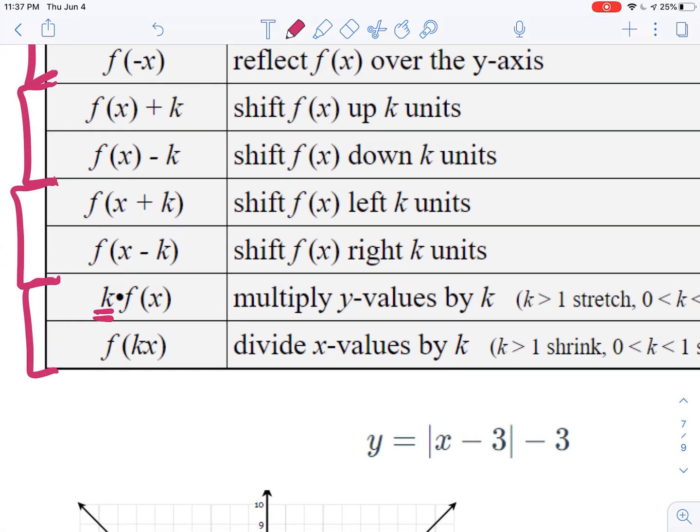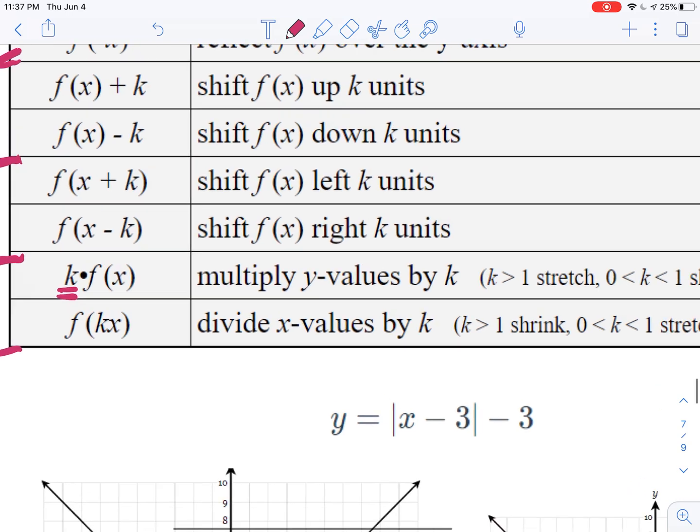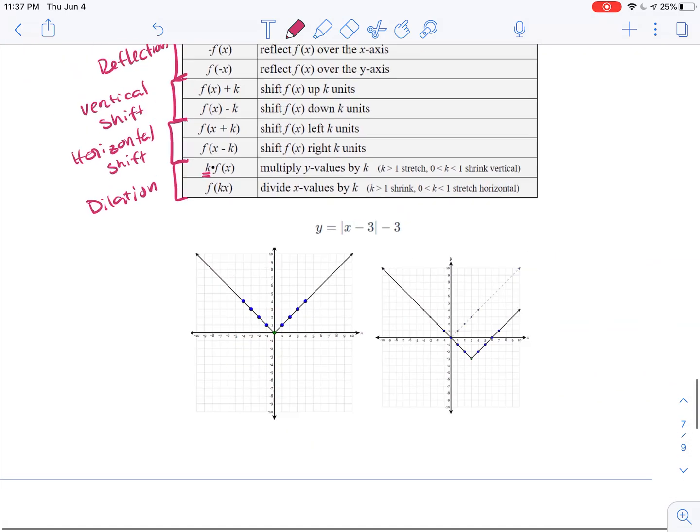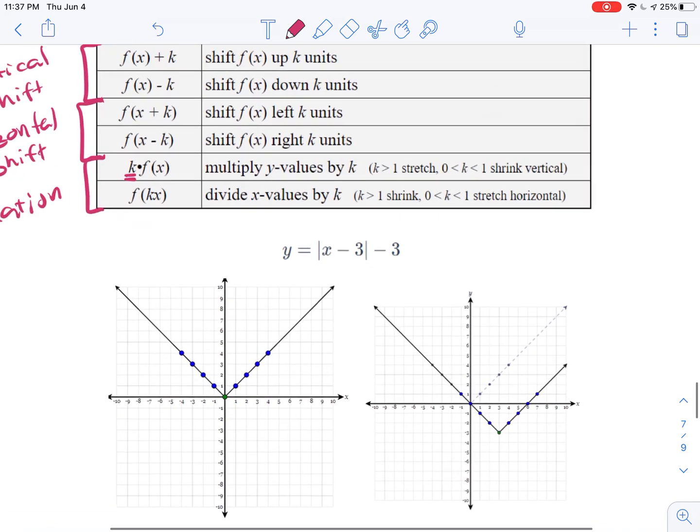Okay, and then vertical stretch or shrink, basically what you want to remember, if it's on the outside, the bigger the number, the more it is stretched out. The smaller the number, the less stretched, the more compressed it is. And it will be the opposite for our horizontal shifts. So let's take a look at how this works. So you can be given any of those parent functions and be asked to identify the shifts.